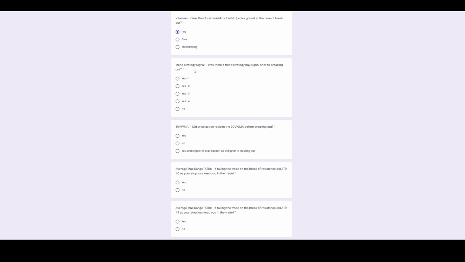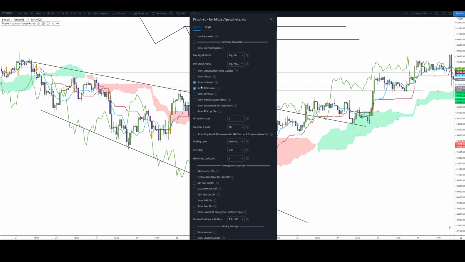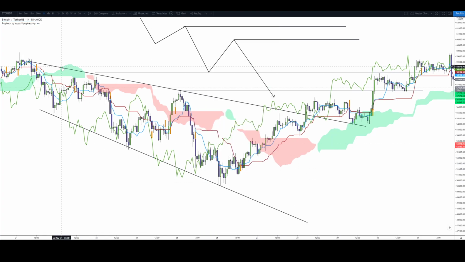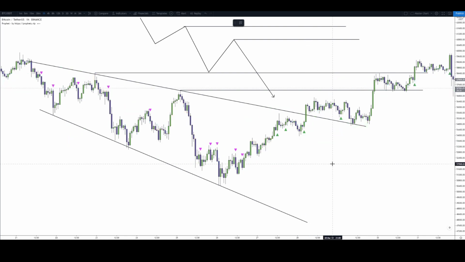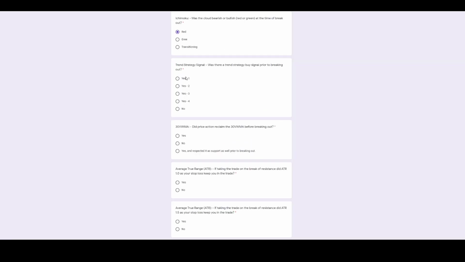Trend strategy signal. Was there a trend strategy buy signal prior to breaking out? Let's turn these off. Trend strategy signal. Alright. Let it load. Cool. So we had a few here. There's 3 in total before the breakout. So based off the signals, it was telling you you want to begin long in here. Alright. Pretty nice entries there. Yes, there was 3.